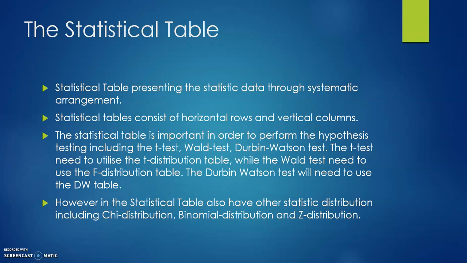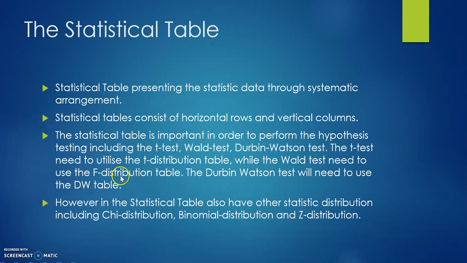The statistical table represents statistic data through systematic arrangement. A statistic table consists of horizontal rows and vertical columns. In the next slide, we will show you an example of a statistic table. The statistic table is important in order to perform hypothesis testing, including the t-test, Durbin-Watson test, and Wald test.